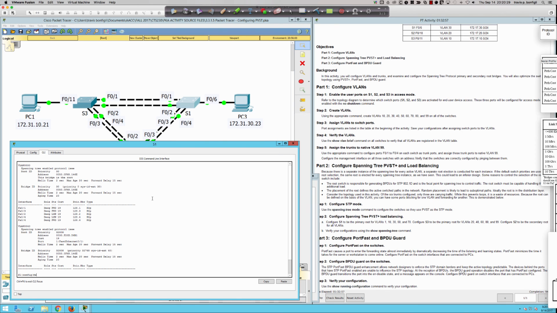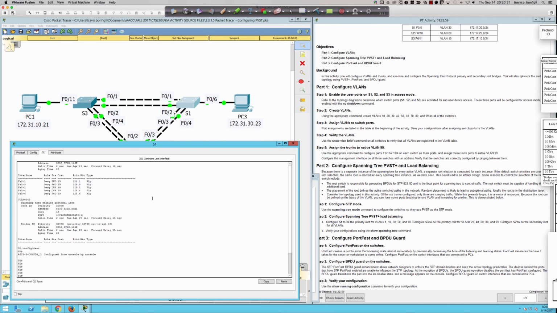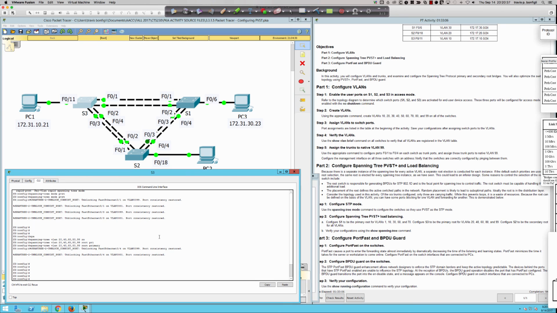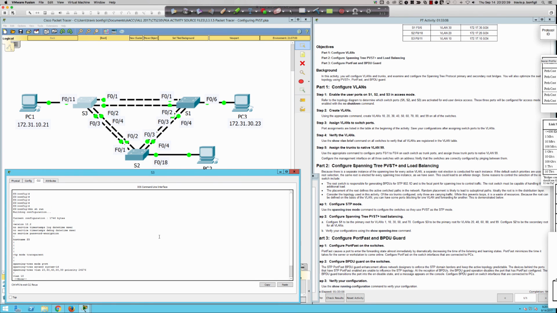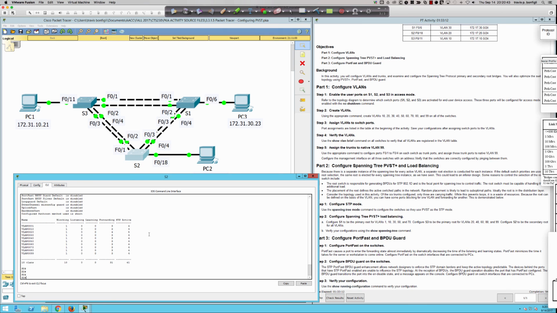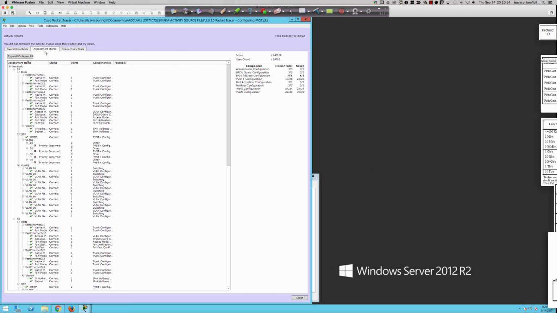So let's go ahead and say show run. Okay, we've got our mode is PVST. We're good there. Over here, do show run. It looks good there. And then here we'll say show run. And PVST, everything looks good. So let's take a quick peek. It's probably something simple that I ran by.